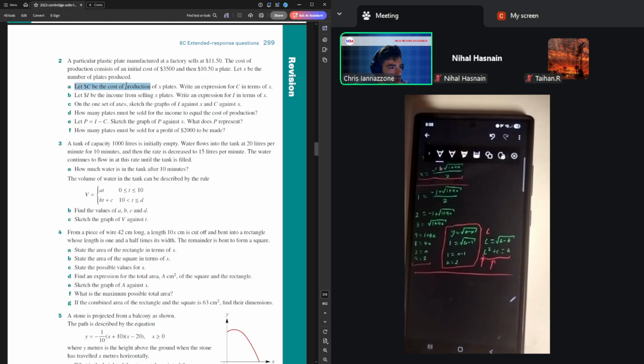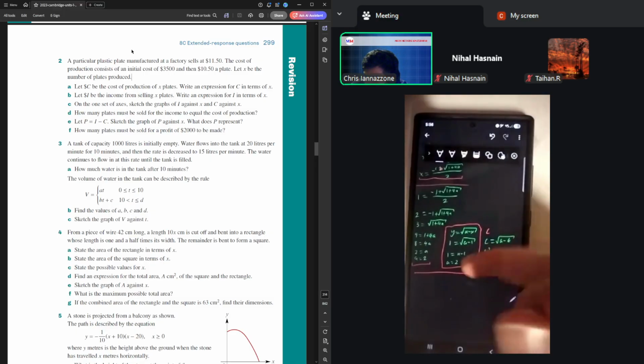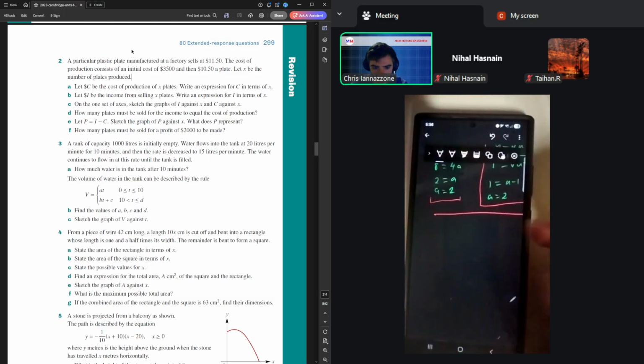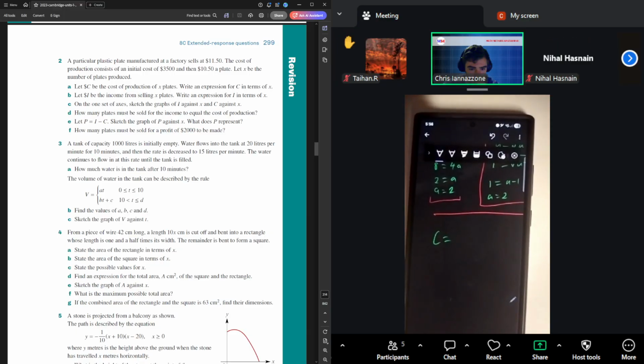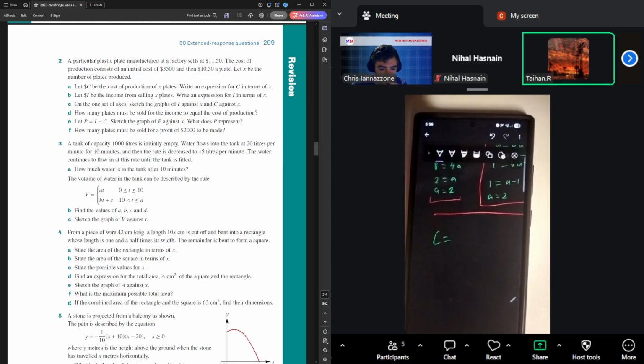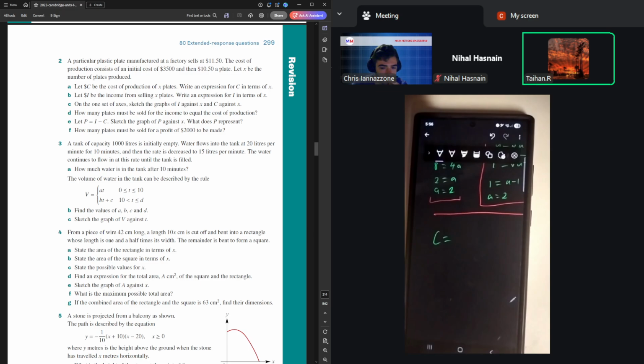Let's have a think. So C is going to be our cost, not our income. So in terms of just pure cost on our plates, we're going to write it in terms of X, where X is the number of plates. What's our cost equation going to be based on the information provided? Yeah, go for it. Because it's an expression for C in terms of X, we would write it as C equals and then whatever, right? The equals whatever. Yep.